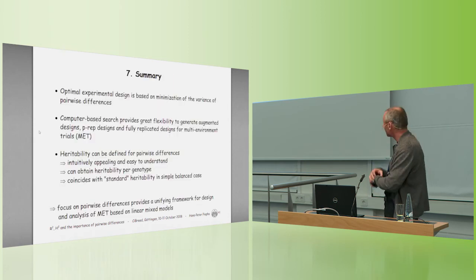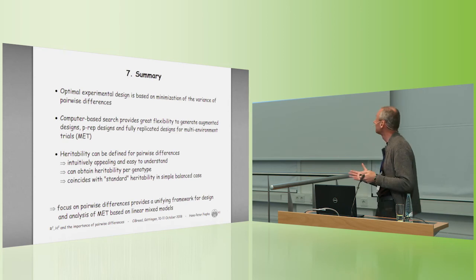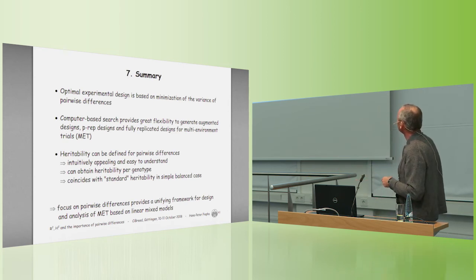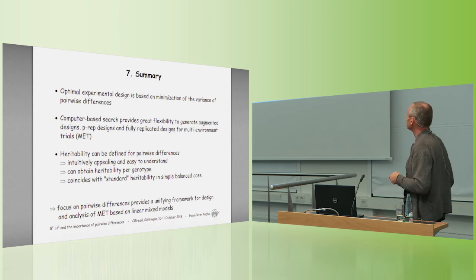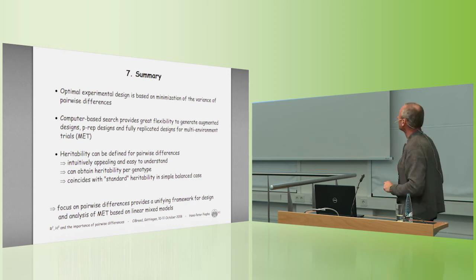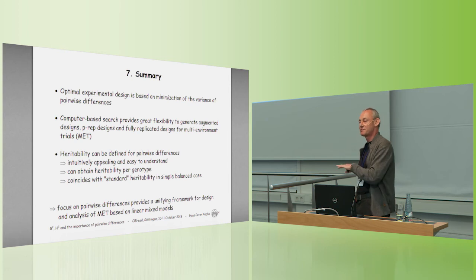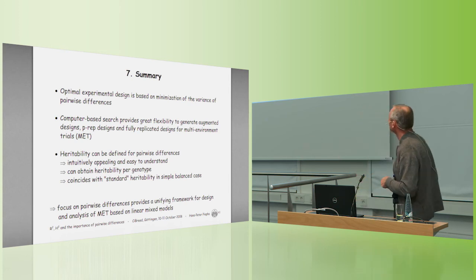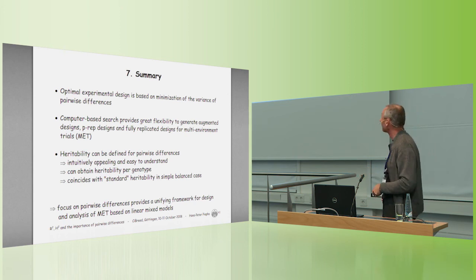Yeah, so to summarize, optimal experimental design is based on the minimization of variance of pairwise differences. And computer-based search provides a great flexibility to generate all different kinds of designs using the optimality criteria based on pairwise differences. And heritability, likewise, can also be defined based on pairwise differences. It's intuitively appealing and easy to understand, easier to understand than Oki's method, which I always thought was the best method around, but involves eigenvalues and contrasts and a bit scary to look at. Can obtain heritability per genotype, and it coincides with the standard heritability in simple balanced cases.